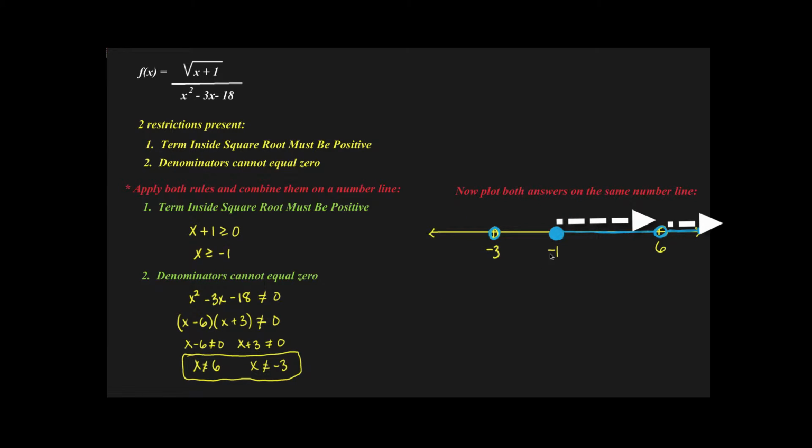When we look at this, we don't even consider the negative 3 because it doesn't satisfy the greater than or equal to negative 1 part. We just look at everything to the right of negative 1. As a result, your final answer would be from negative 1 to 6, union from 6 to infinity. All right? Hope that's clear. We just use both rules on the same number line and combine the answers. All right, let's check out this next problem.